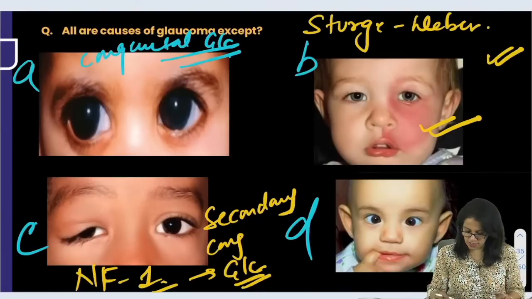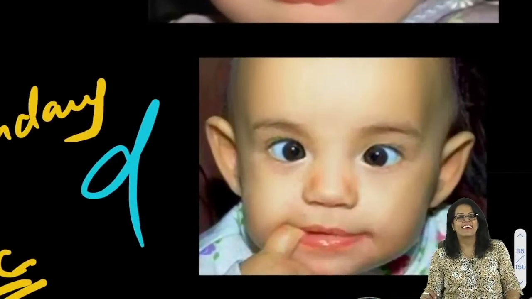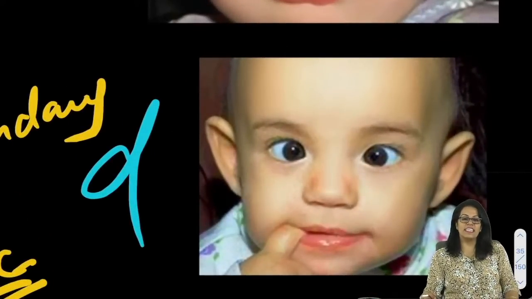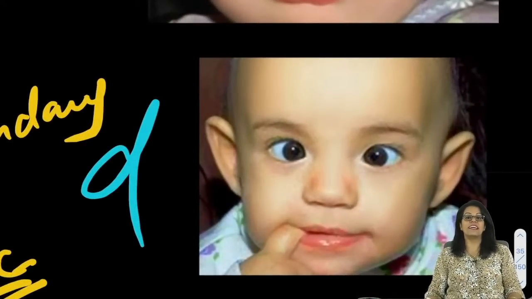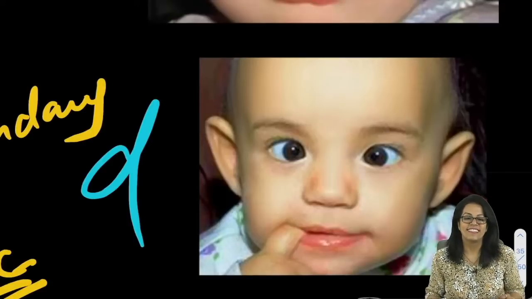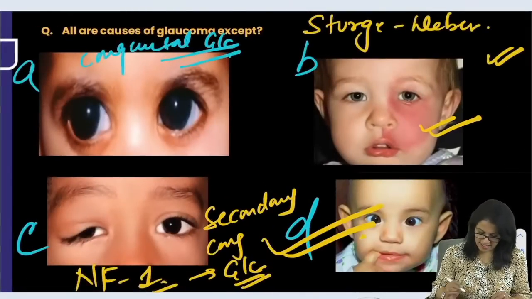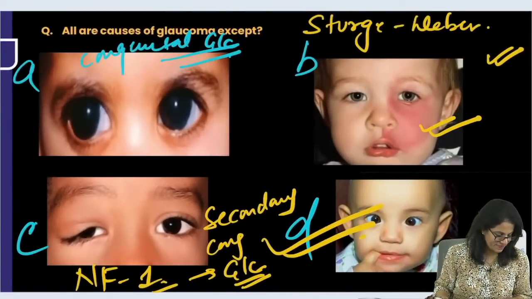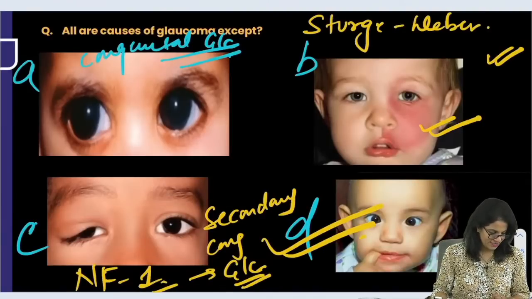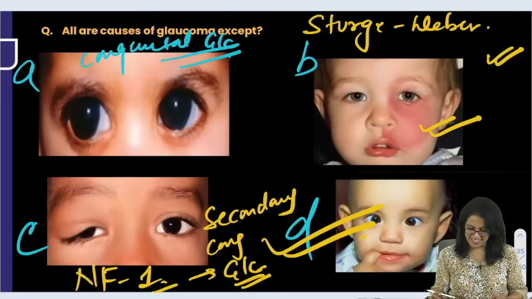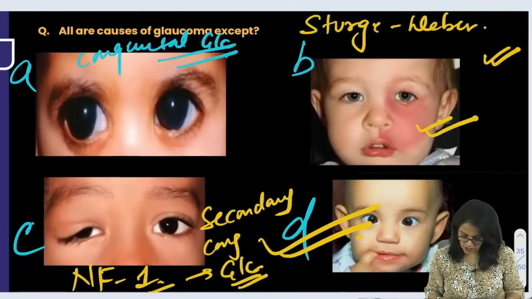So our answer is what? This cute child, look at it. So this cute child is a case of infantile esotropia. Yeah, infantile eso. So answer would be D. This is our answer. Yes. Not acquired or congenital, it cannot be both. It's secondary. Yes, it is secondary. So this is your infantile.